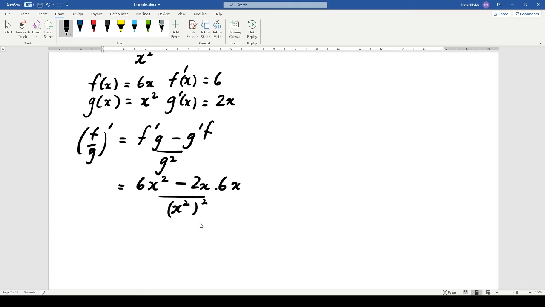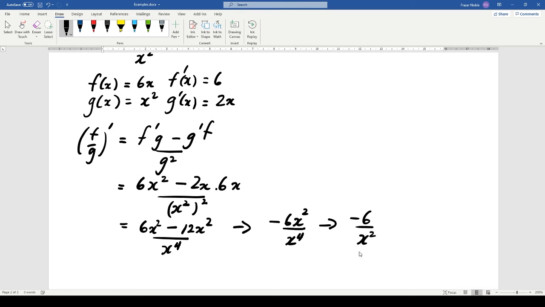So we can multiply these terms together and we end up with 6x squared minus 12x squared divided by x to the power 4. So this becomes minus 6x squared divided by x to the power 4. And this becomes minus 6 over x squared, which is our derivative. So that's the solution to this problem.